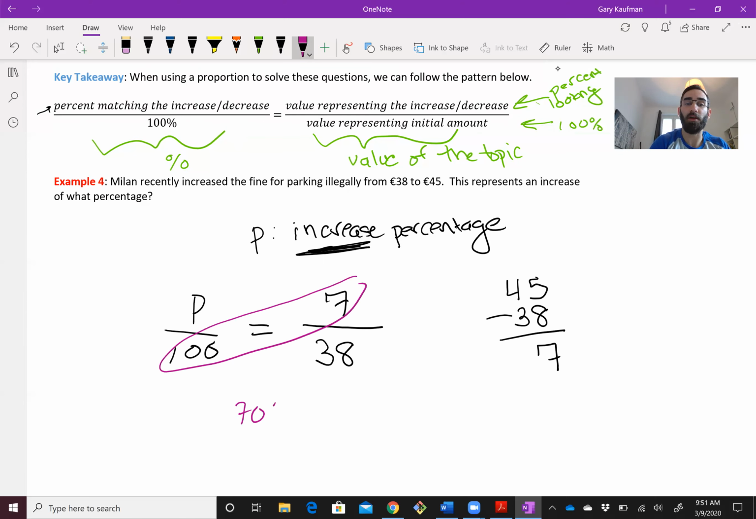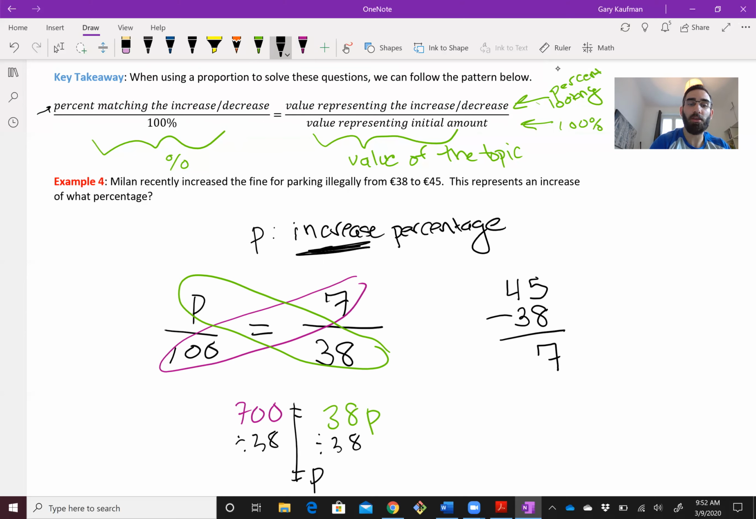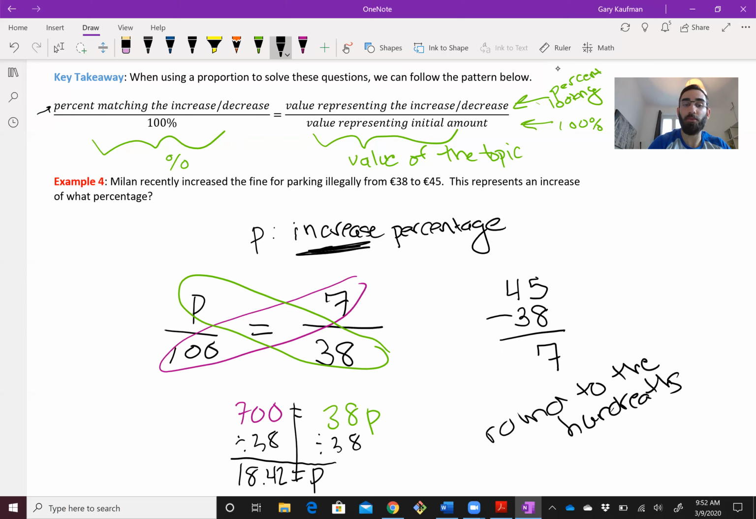Cross multiply, 700 is equal to 38P. Divide by 38, and I get P equals 700 divided by 38, about 18.42. For this, round to the hundredths if needed. That's what we're going to do. So we have an 18.42% increase.